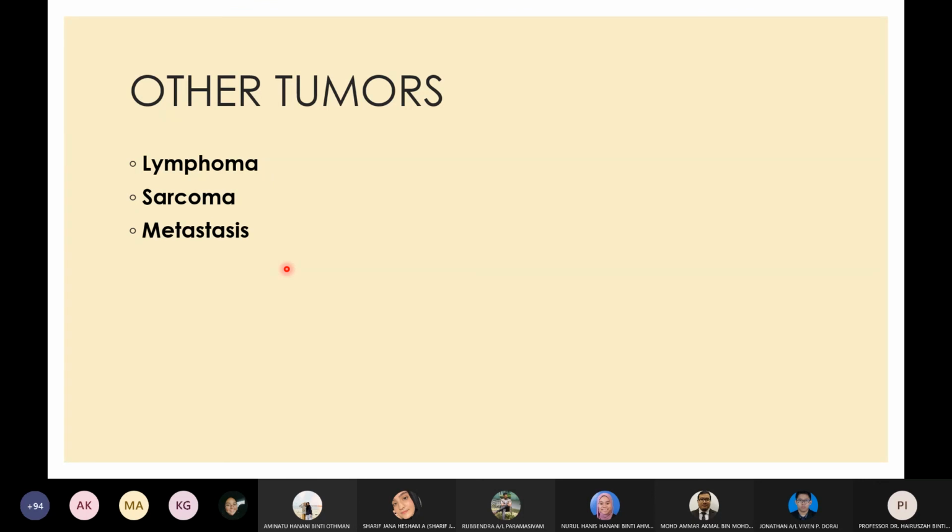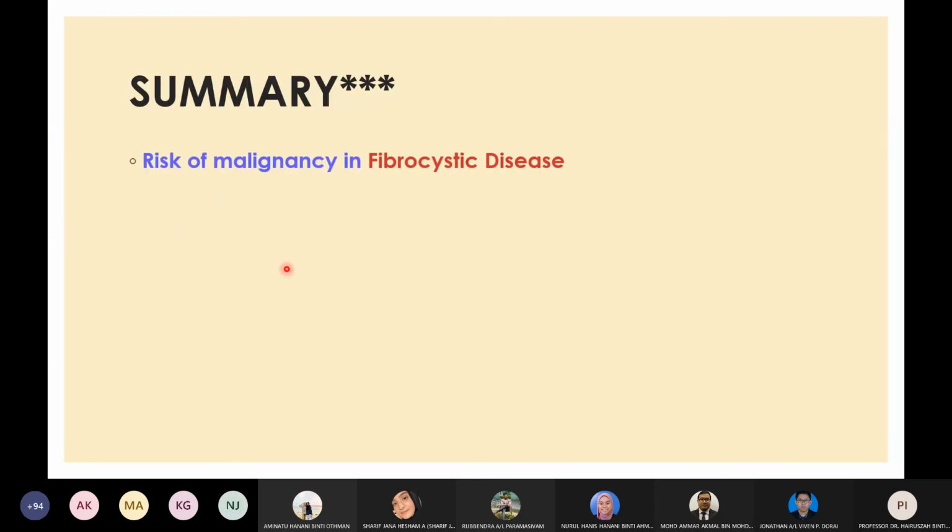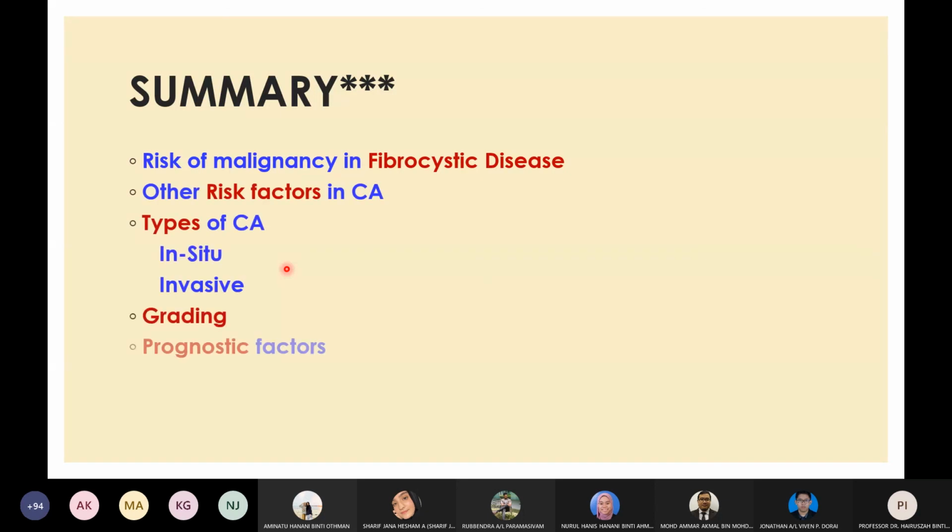Sarcoma is a tumor of the surrounding tissue. And of course, another common situation is where they have cancer of other organs, let's say the GIT, and now they have it in the breast as a metastatic tumor. So we have come to the end. All these that I highlighted, you must know.